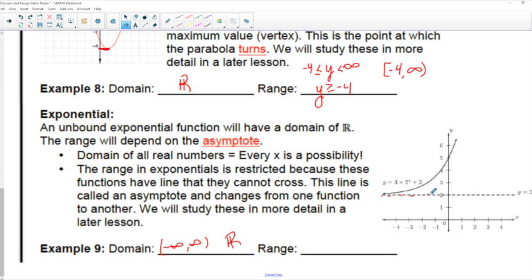The range, well, let's look at this. This says it's approaching this line y equals 2. It gets closer and closer to it, but never actually touches it. That means that this y value is everything greater than 2. I do not put the equal to because it's never ever gonna touch. They cannot cross. So you're going to have y is greater than 2.